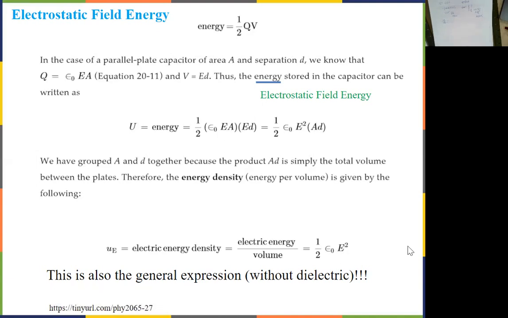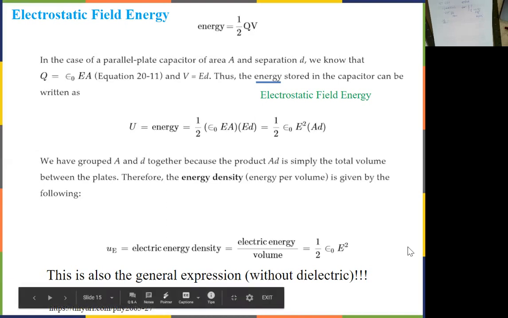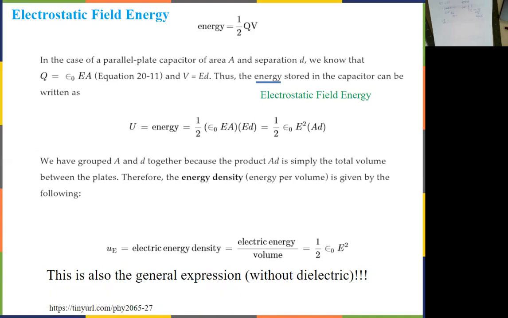All right, and we should note that at least up to this point, we haven't talked about the insulator in between the capacitor plates. So this is just a free space separation, just vacuum in between the two plates, okay?